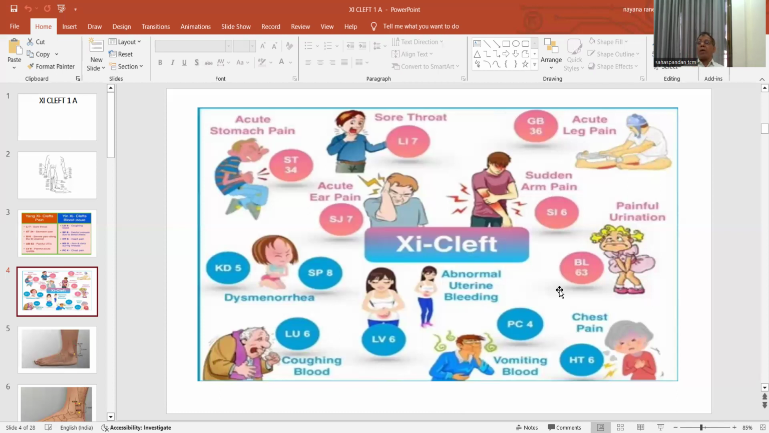Clinical application of the accumulation point, Xi-cleft point, is briefly as follows. Lung 6 is an important point for acute asthma and coughing of blood. It is a very important point for acute asthma and coughing of blood. Large intestine 7 for acute or painful syndrome of the large intestine channel.